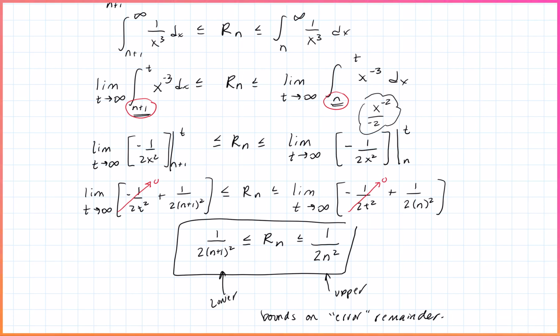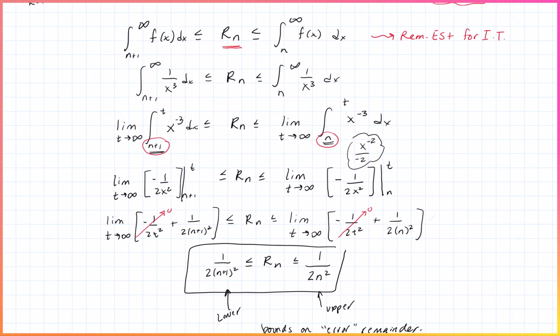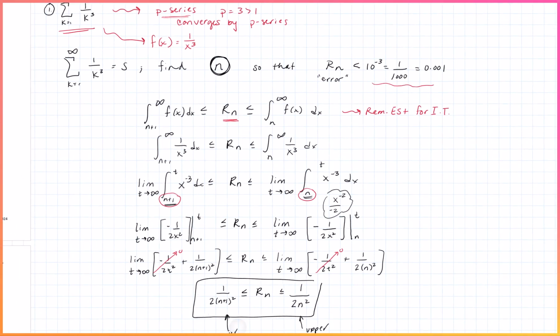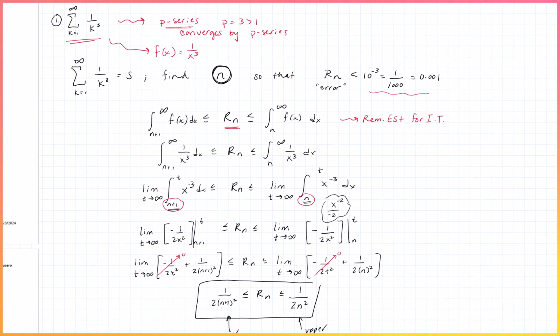So I didn't say anything specific, but if we had used 100 terms, if we had added up the first 100 terms, then the remainder would be between 1/(2·100^2) and 1/(2·101^2). It would be in between those two values, the error, that we would have that amount of error in between. So that's the upper and the lower bounds. That answers the first question.